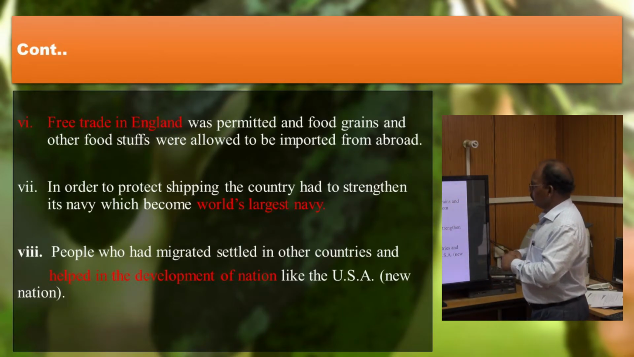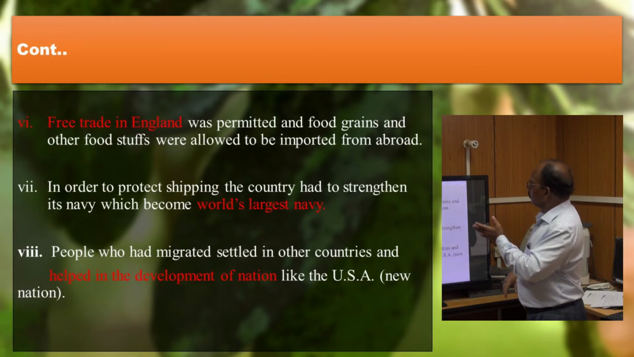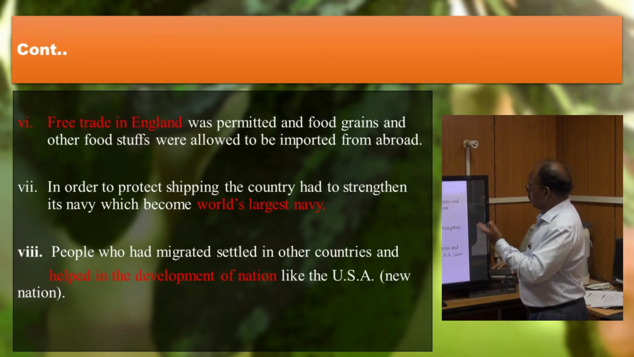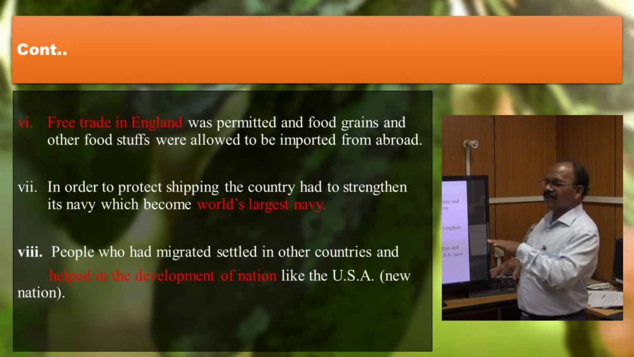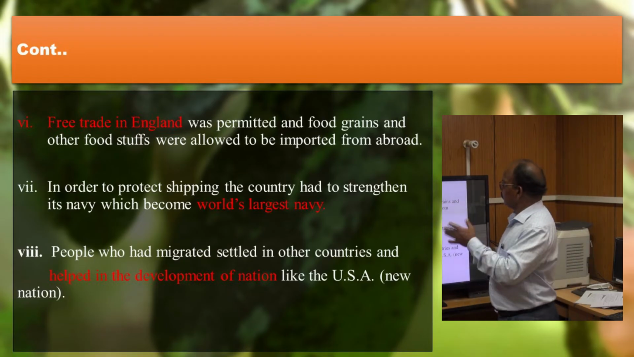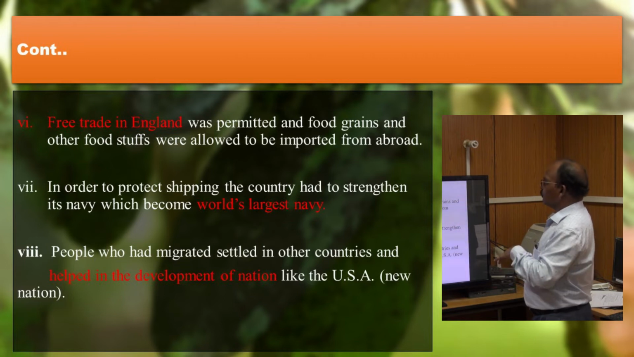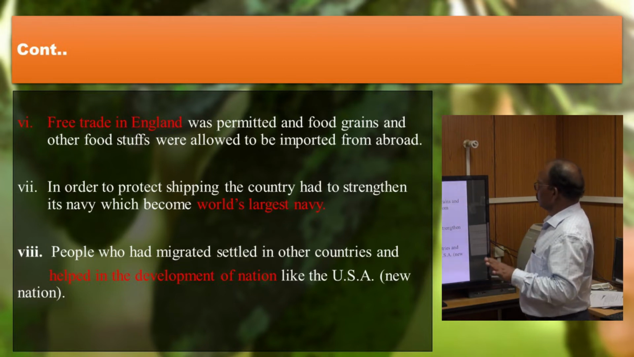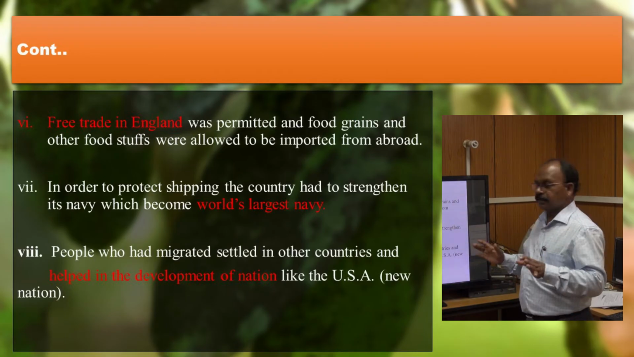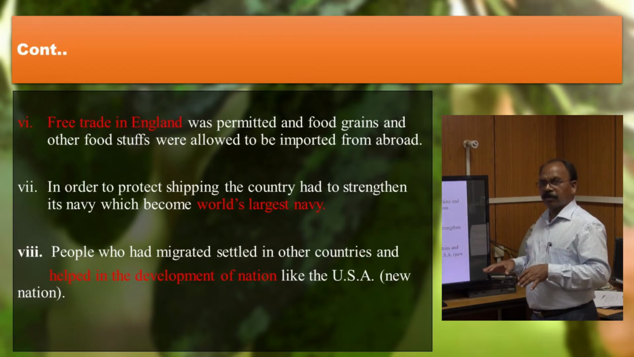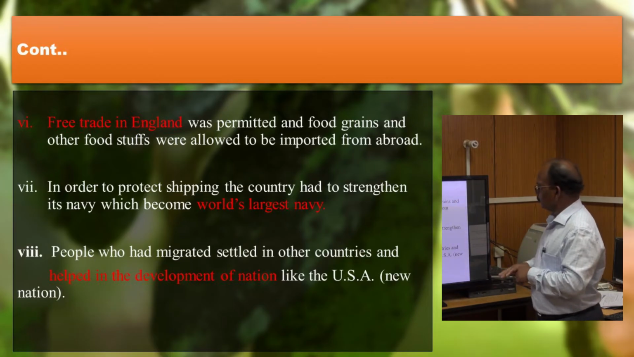Free trade in England was permitted. Before the occurrence of the disease, there was free trade. But after the occurrence of this disease, free trade in England was permitted, and food grains and other foodstuffs were allowed to be imported from abroad. In order to protect shipping, the country had to strengthen its navy, which became the world's highest navy.